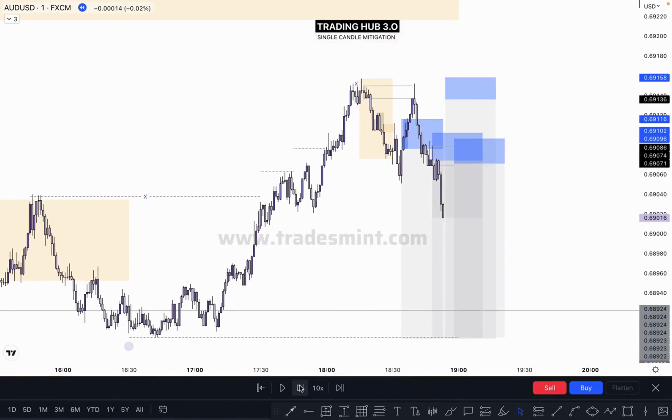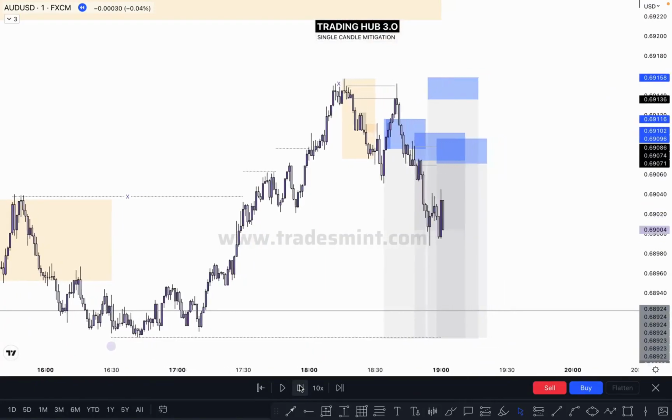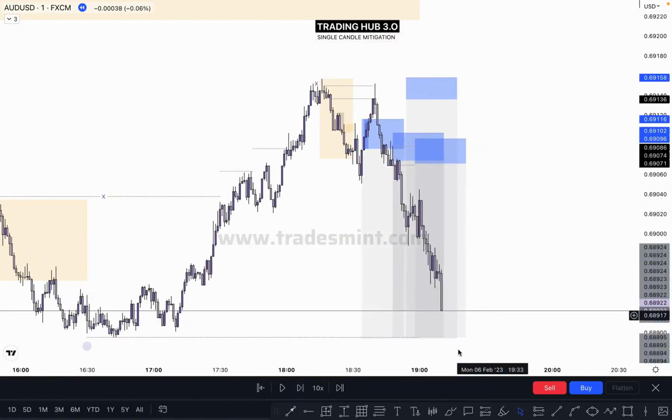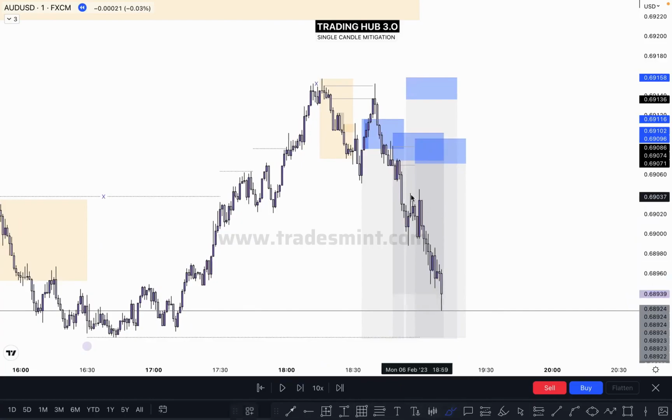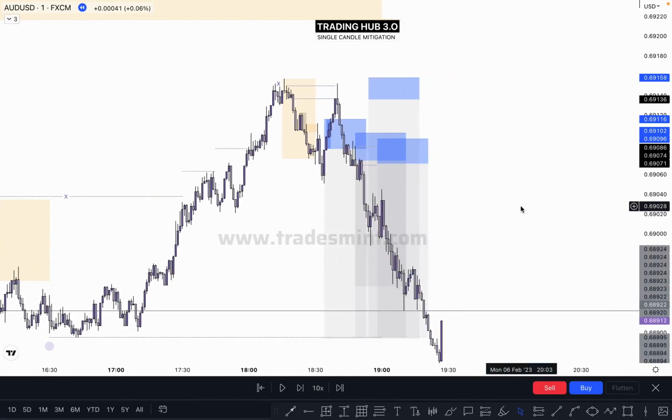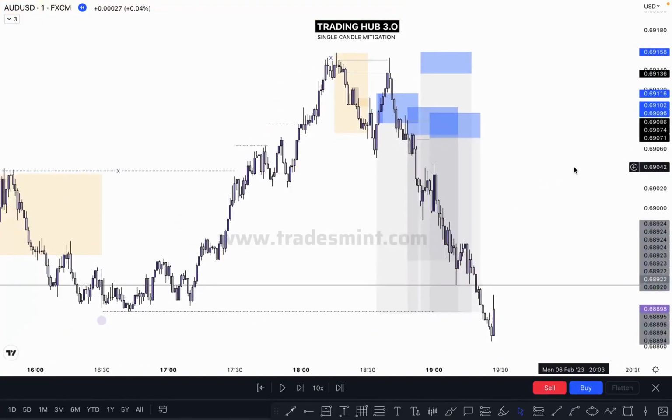Okay, the market mitigates this one and continues pushing downside, and again the market has taken out the liquidity, which is here. As you can see, the previous high was taken out and price pushed downside, right? Again, single candle mitigation, you can take entry here. Okay, so let's see again what happened here. All right, okay, so finally the market hit our target point here.